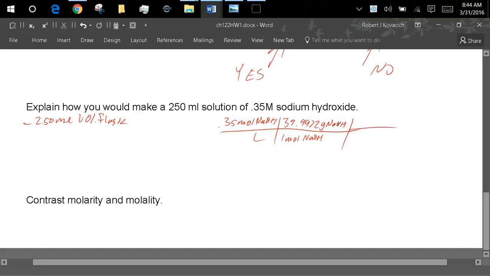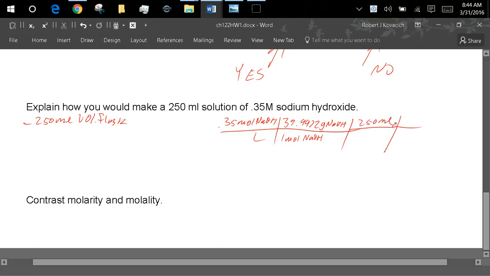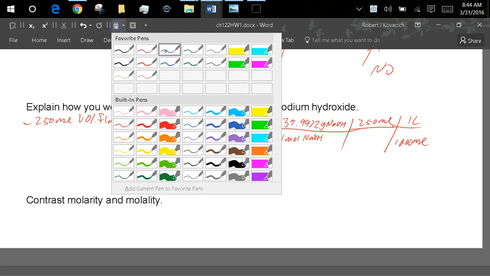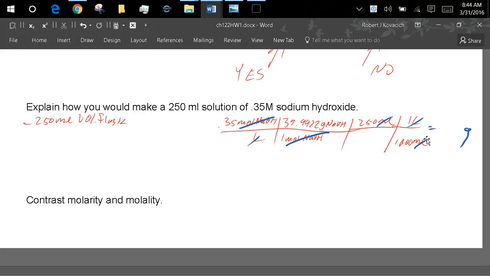But I'm not making a whole liter, I'm only making 250 milliliters. So 250 milliliters, I need to cancel out that liter unit. So 250 milliliters, and then it's 1,000 milliliters per 1 liter. And so then my moles of NaOH will cancel out, and my milliliters will cancel out, and my liter will cancel out. So the only unit that I have left is grams. And so I've got 0.35 times this 39 number times 250 divided by 1,000. So I get 3.5.